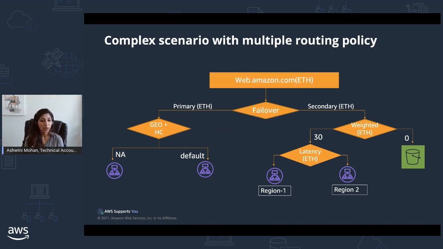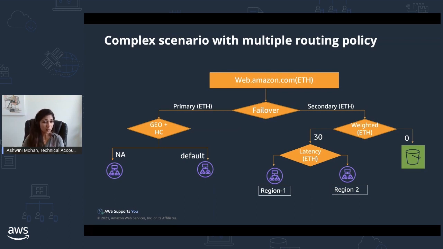When a user is trying to resolve web.amazon.com, it will check if there is any resource which is healthy in the primary branch based on your location. If I'm coming from anywhere in Texas or California and the primary is healthy, then I'll be going to the North America region. But since ETH is enabled in the primary branch, Route 53 will know that if the whole branch becomes unhealthy, it needs to look for a healthy resource in the other branch.